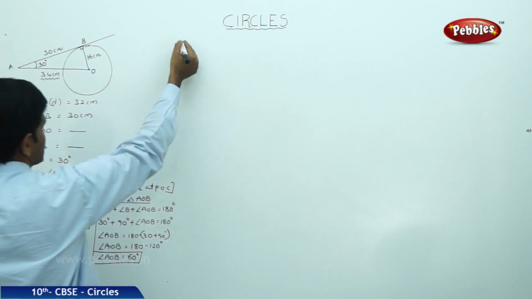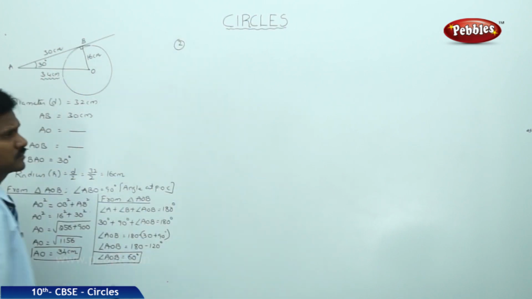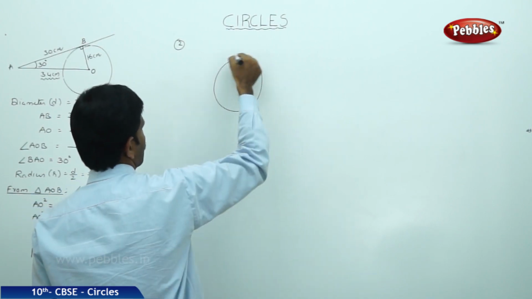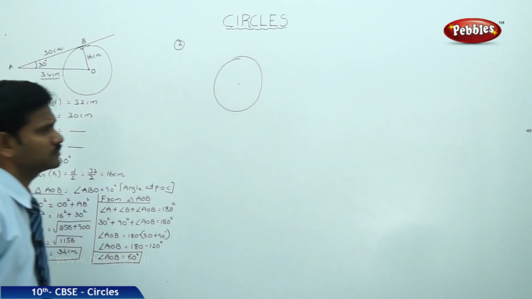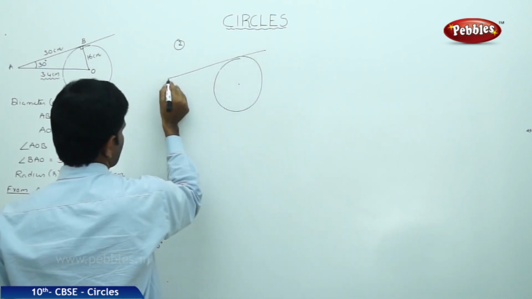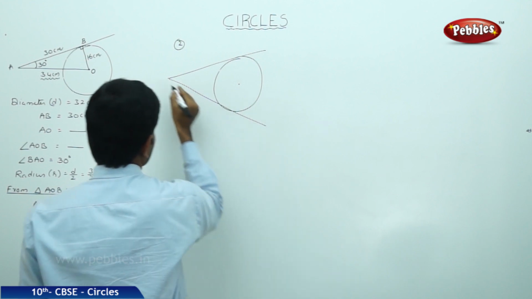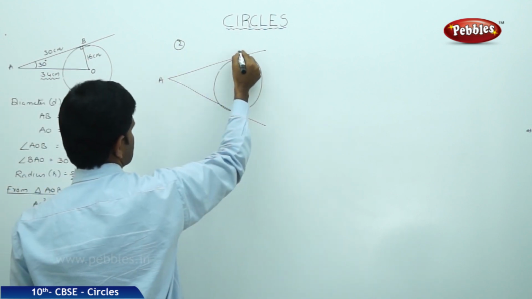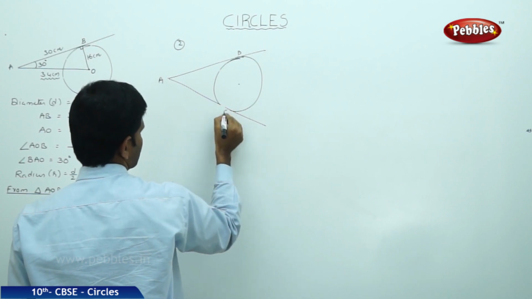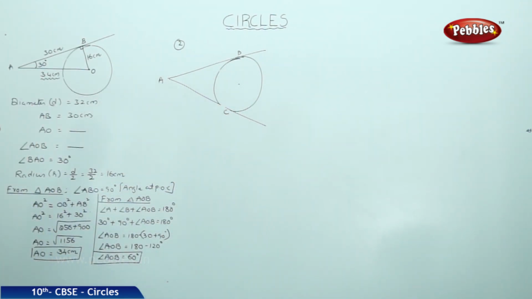Now let us see the second problem. Let O be the center of the circle and AB, AC are the two tangents.